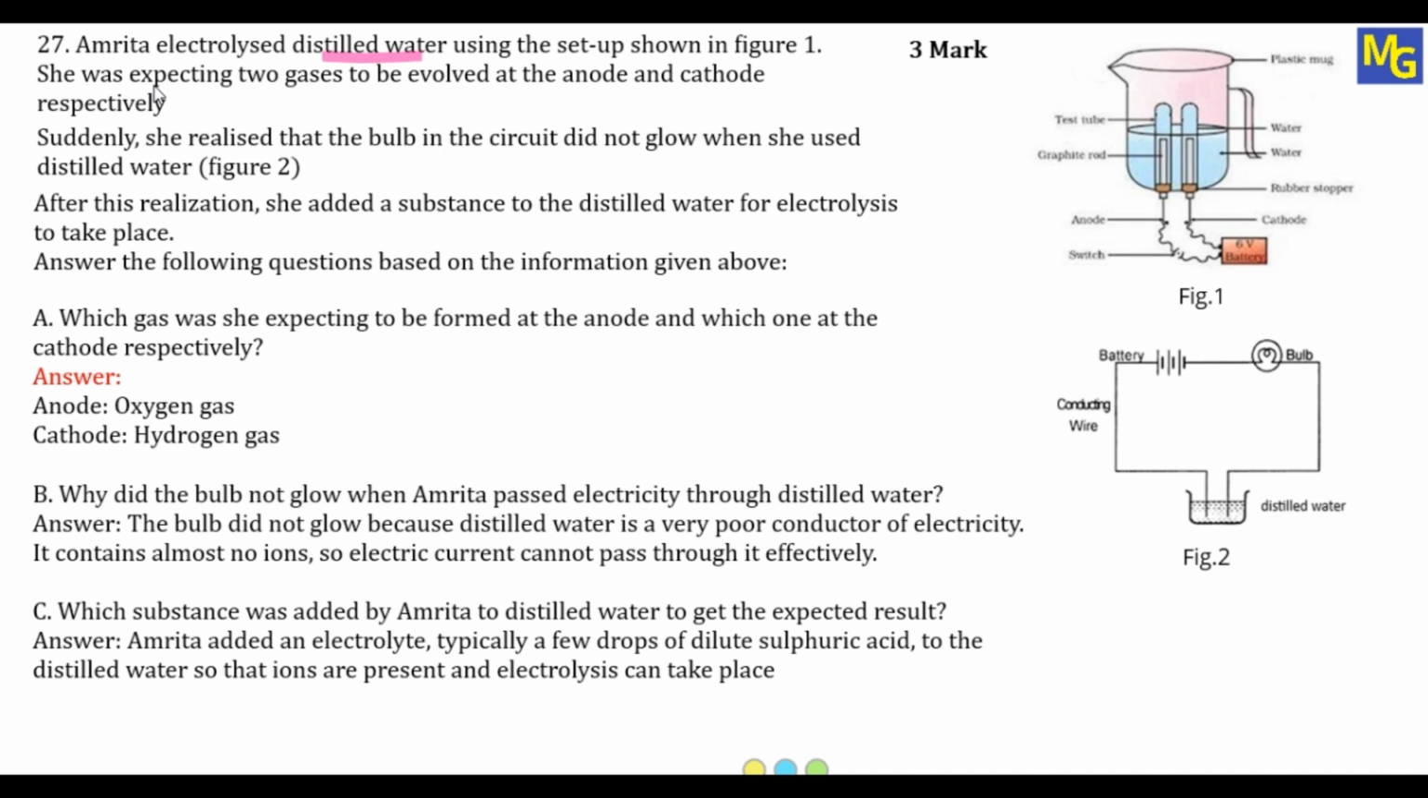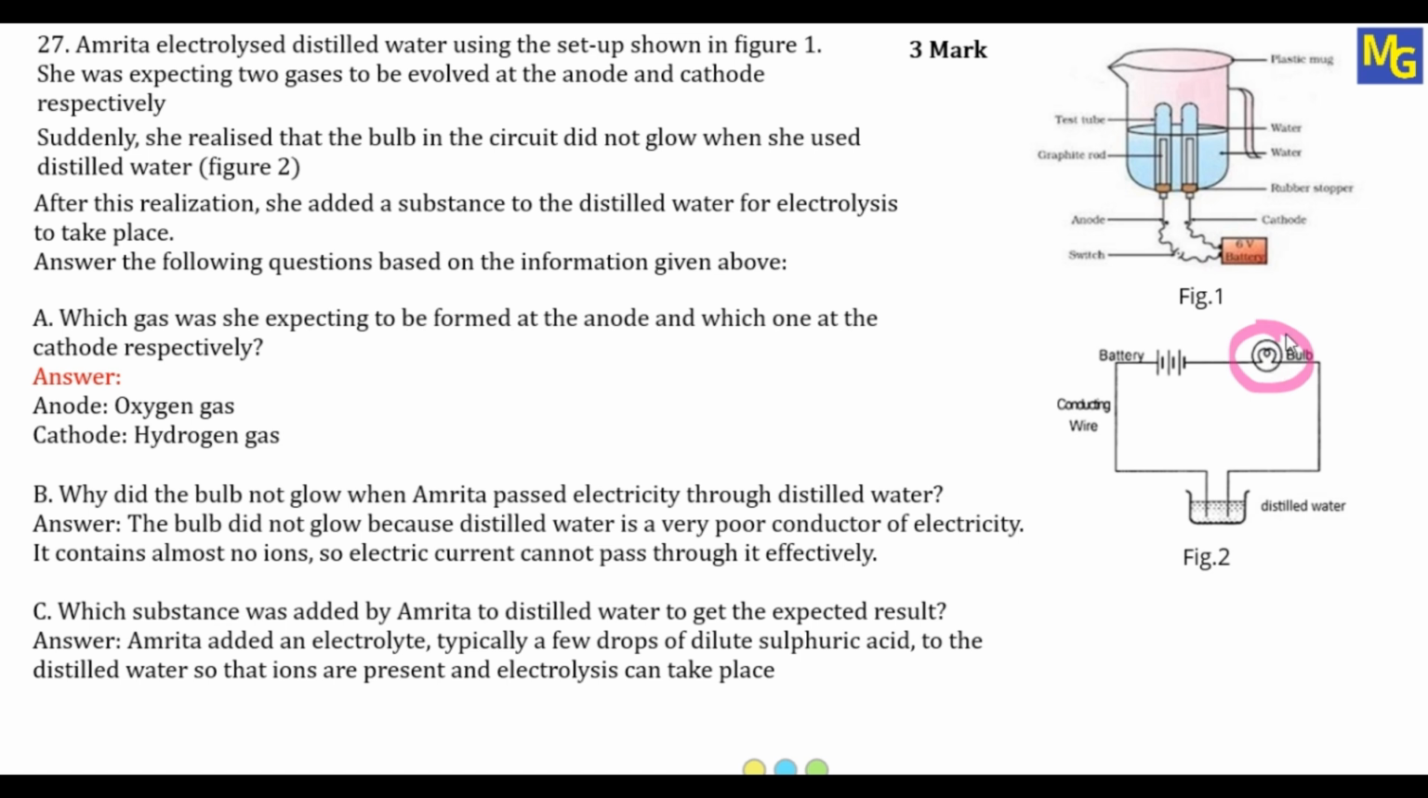She was expecting two gases to be evolved at the anode and cathode respectively. So when she did this electrolysis by using distilled water, she thought that she was going to get two gases, one at the anode and one at the cathode. Suddenly she realized that the bulb in the circuit did not glow when she used distilled water. So when she started the experiment, she realized that the bulb connected in the electric circuit, which you can see in figure 2, is not glowing at all.